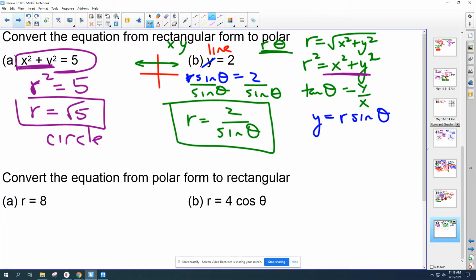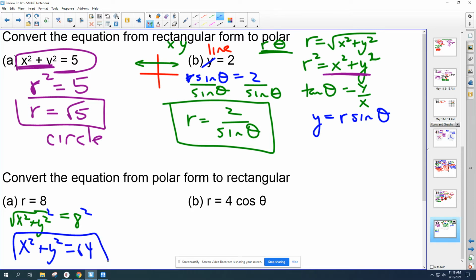Convert the equation from polar form to rectangular form. Well, we've got an r, okay? We've got an r, so we know r is square root of x squared plus y squared right there. So just do a substitution. What I would probably do then is get rid of the square root, so let's square both sides. X squared plus y squared equals 64. We can see that's a circle, but we knew it was a circle before. R equals 8, that's a circle of radius 8.